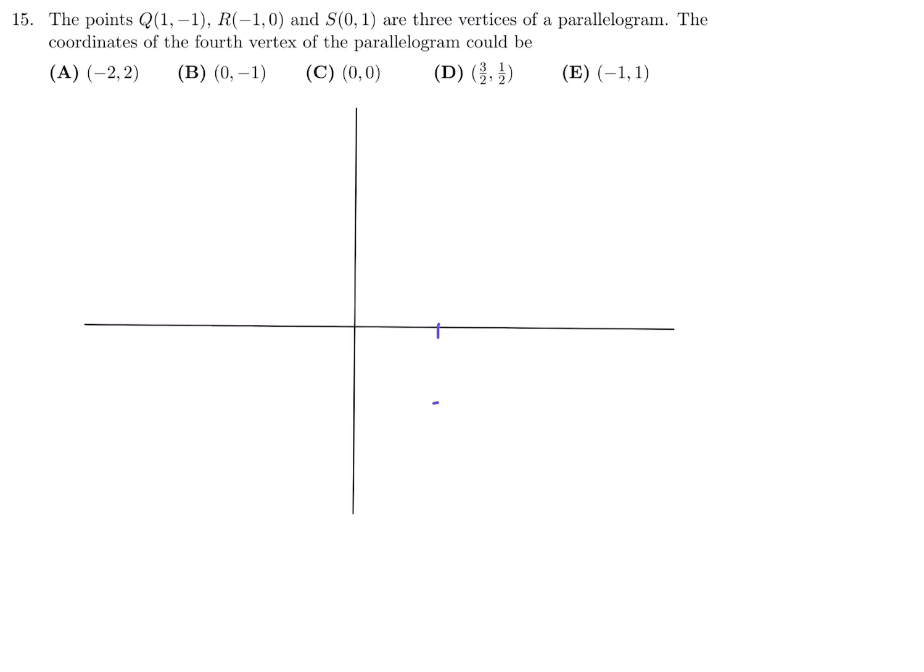If this is 1, this is -1. And then they've given us (-1, 0). So (-1, 0) is right here. And (0, 1), so (0, 1) approximately here. And they're saying that these 3 points form part of a parallelogram. So this, and this. Okay. Well, we actually have more than one way of doing this.